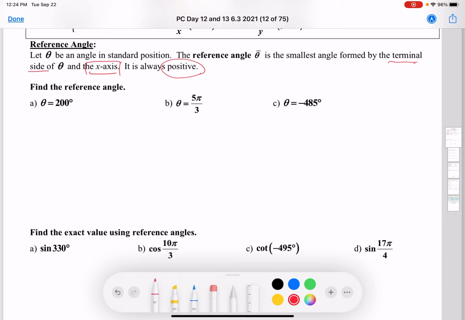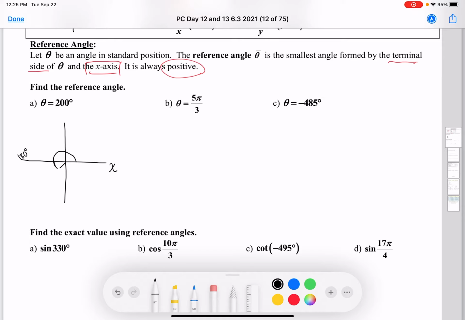Okay, so for example, letter A says find the reference angle. I would always draw a picture first. And we're given that our angle is 200 degrees. So we always want to start on our initial side being the x-axis. We know that we go counterclockwise if we have a positive angle measure like we do. So if I go around my circle, I didn't actually need to draw the circle, but let's just say I go around, well, this we know is 180. And so to get to 200 degrees, I would just have to go an extra 20 degrees.